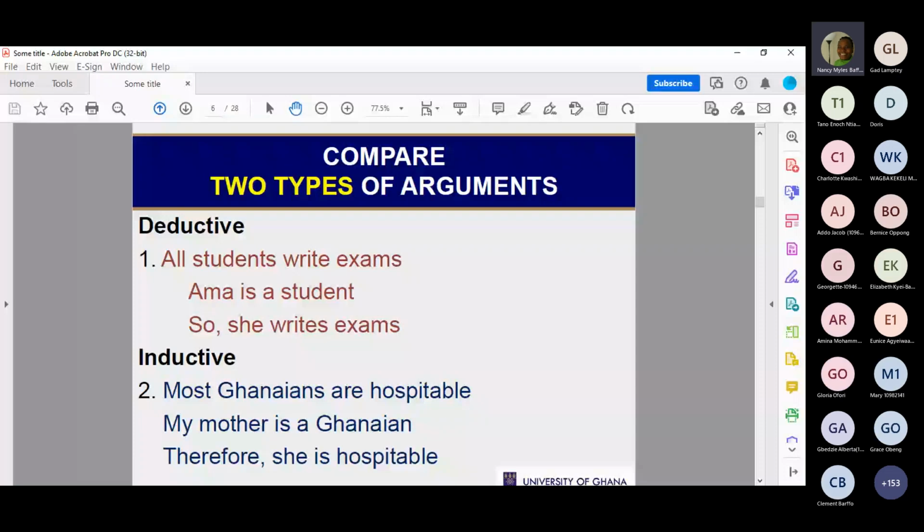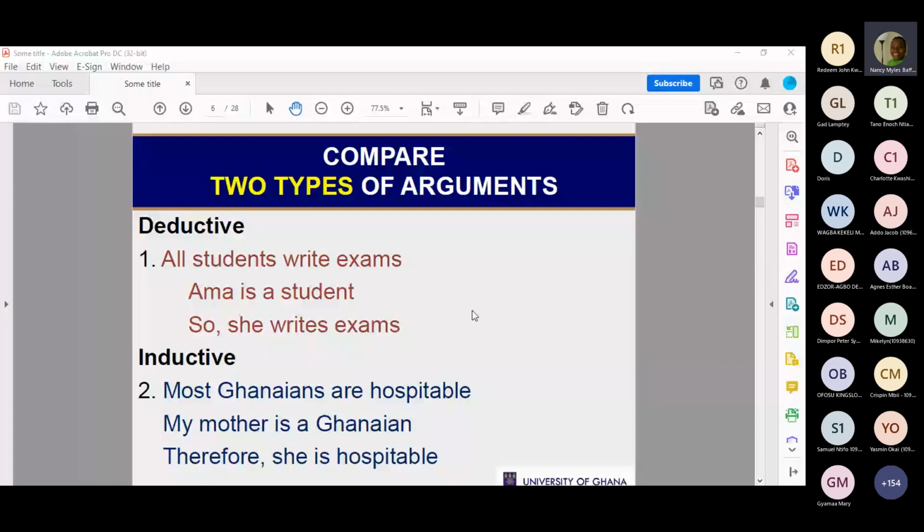Oh, please read it. Time, go. Keep going. Deductive. Can you see it? Two types of argument. Okay. All students write down.